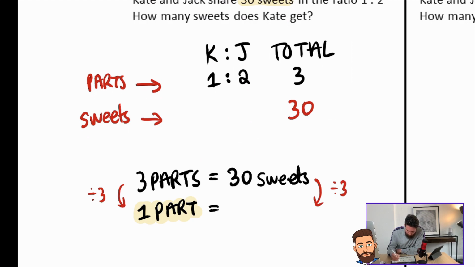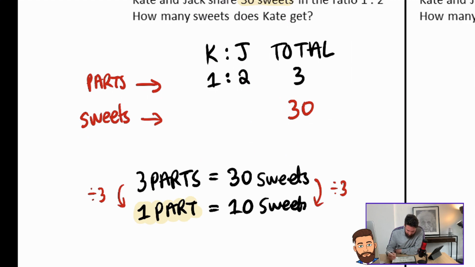and again, a lot of you might know this, and you might say, oh, this is easy, but it's about the way that I'm laying this out, and the next 2 slides are going to be a lot more challenging and really useful to have this layout. So that means that 1 part is 10.